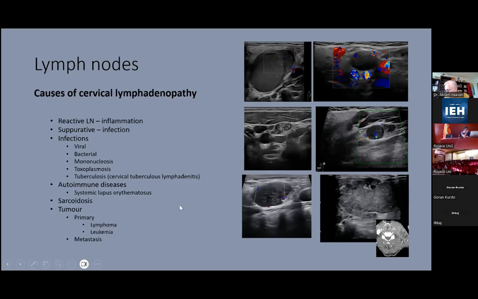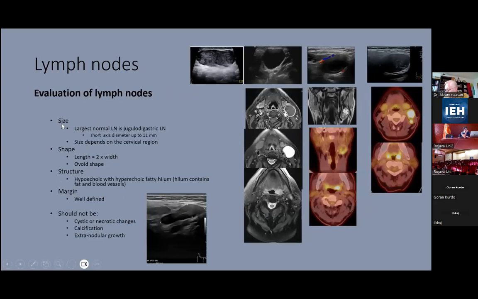How do we evaluate a lymph node? First, by the size. As we said, the jugulodigastric lymph node is the largest one. When it goes down in the neck, you see smaller lymph nodes. So according to the region, you see if it is enlarged or not. And the second one is the shape. This is a normal lymph node. It's long, but it's not so wide. So the length should be 2 times more than the width of the lymph node. It should be an oval shape.